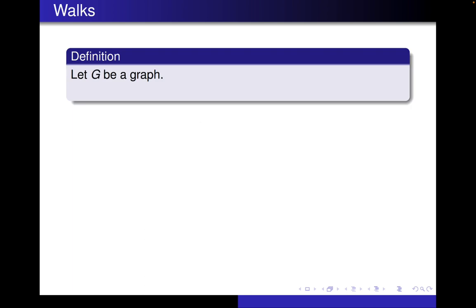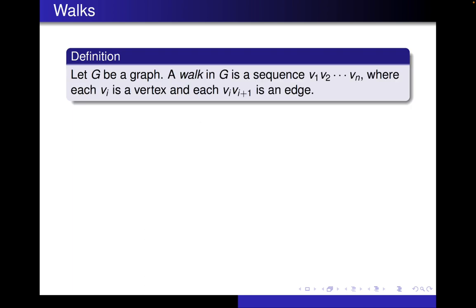So if G is a graph, remember that a walk in G is just a sequence of vertices where if you look at two vertices next to each other, they form an edge in the graph. So V1, V2 is in the graph, V2, V3, all the way up to Vn minus 1, Vn.